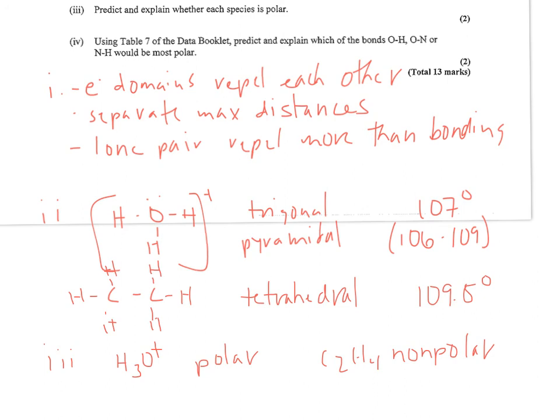And then number 4, using table 7 of the data booklet, predict and explain which of the bonds, OH, ON, or NH, would be most polar. Well, they directed you right to the data booklet, and all you had to do was do some subtracting, and you should have found that OH has the greatest difference in electronegativity, making it the most polar.